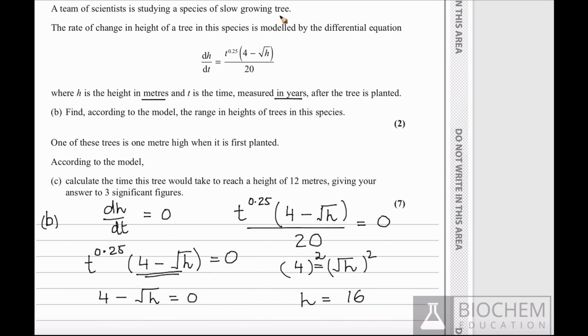So even if you have a slow growing tree, it is not going to reach infinity. So this is the maximum height, and we know when the tree is planted, the h is likely to equal 0. So we can say our final answer to be that h is less than or equal to 16, and it is greater than or equal to 0 as our final answer for part B.